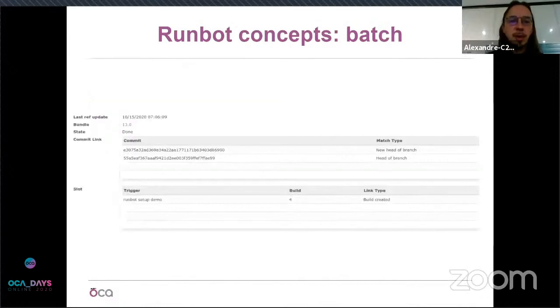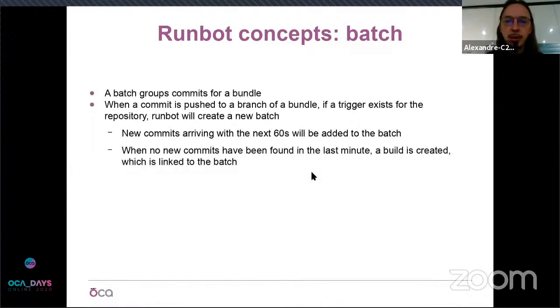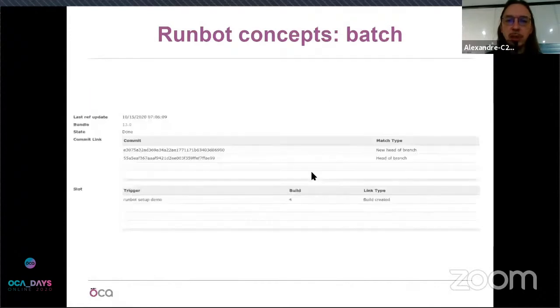Okay, so a batch. The bundle groups branches, the batch groups commits, and here you see the commits. They are really not nice, but it's not meant to be seen by the user. So you see which commit SHA-1s are used, and you don't really have the branch name here, but it's available in the models anyway.